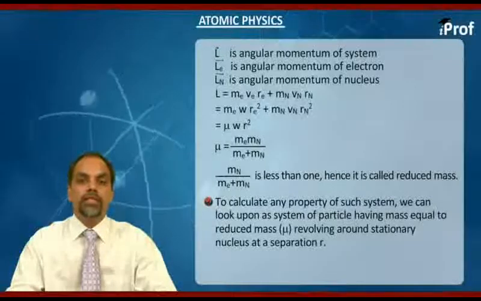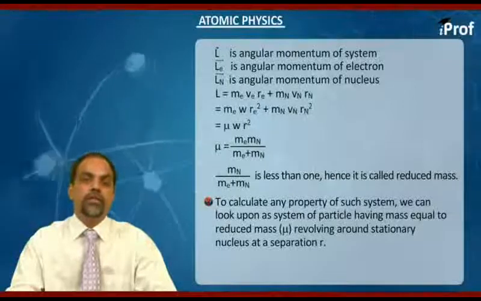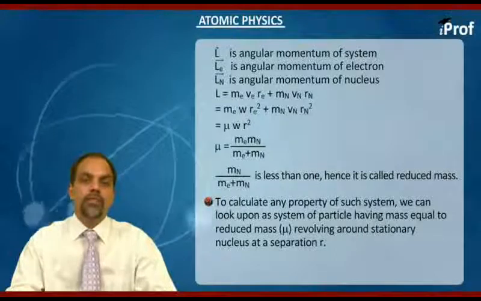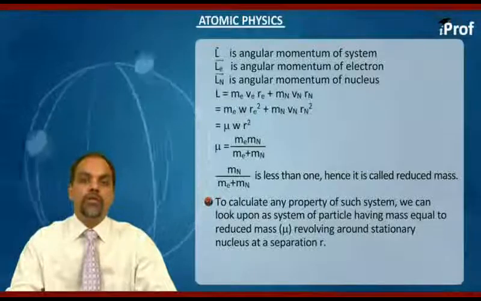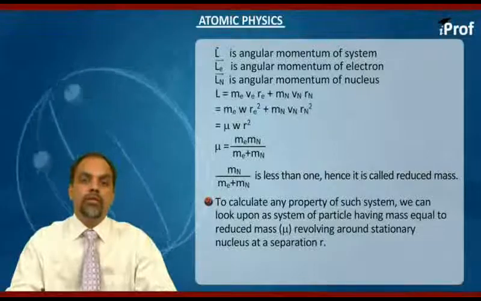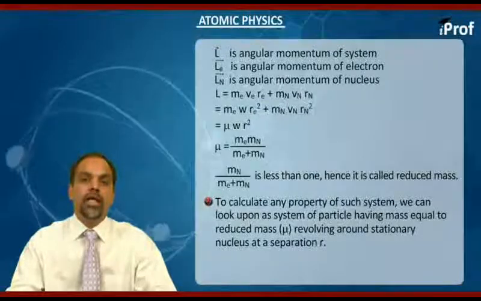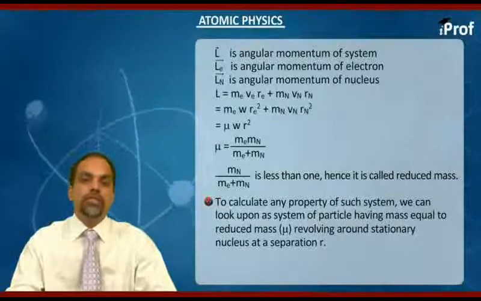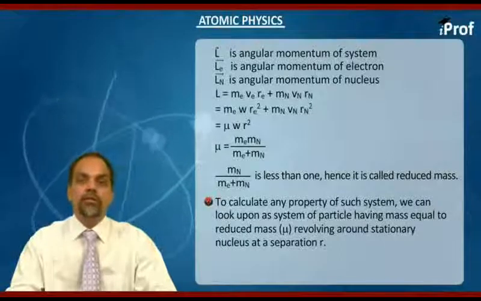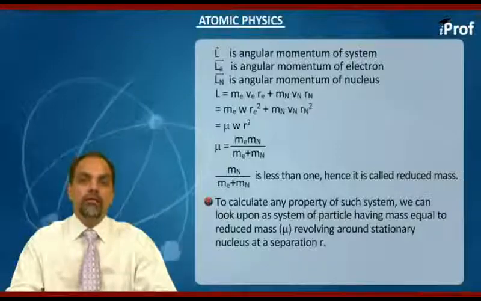Now let's understand first of all why it is called reduced mass. If we just leave the term of mass of electron in numerator, we are left with the expression Mn over Me + Mn. Definitely the value of this expression is less than 1. So that's why we call it reduced mass.